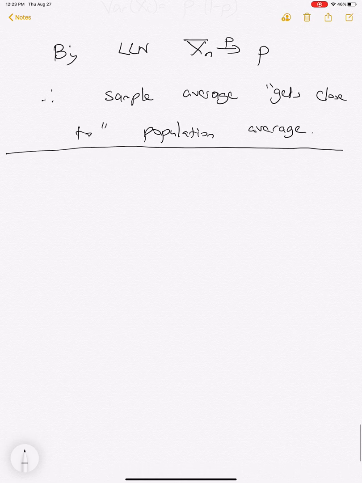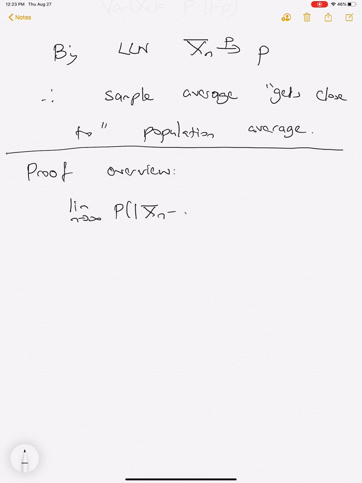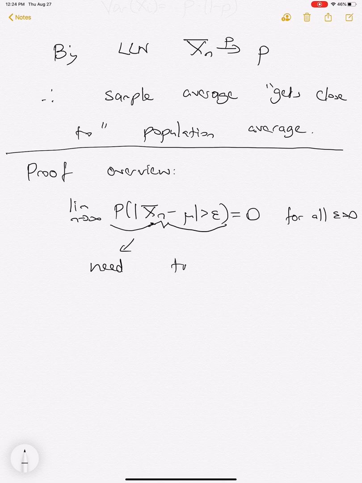Okay, I just want to quickly go over the proof overview. I'm not going to go through the proof. It's something you can look up in the notes, or in the textbook, which has the proof as well. So you want to show that this limit goes to 0 for all epsilon bigger than 0. So you need a tail or concentration bound for this probability.